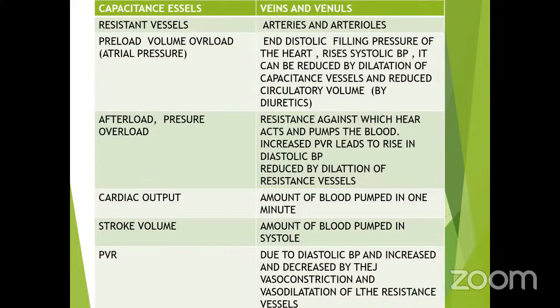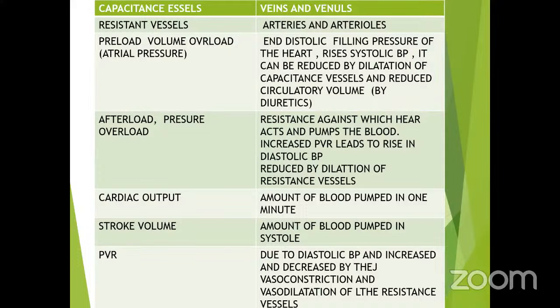The intravenous one is sodium nitroprusside, but that we are not going to use in our OPD practice or in our regular things. So the main dilators of capacitance vessels are, first, nitrates in order of choice, and the second, ACE inhibitors and ARBs. Afterload will see to the pressure overload.